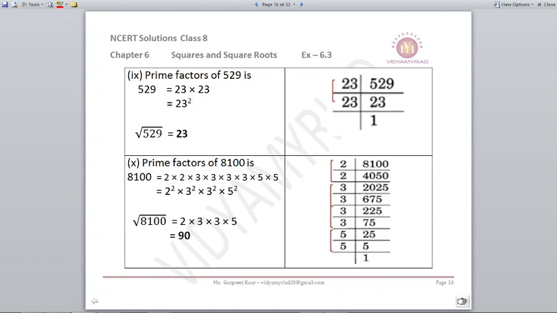Otherwise also you can check it from your mind. 9 into 9 is 81. There are 2 zeros. 10 into 10 is 100. So that means I can pull out 1.